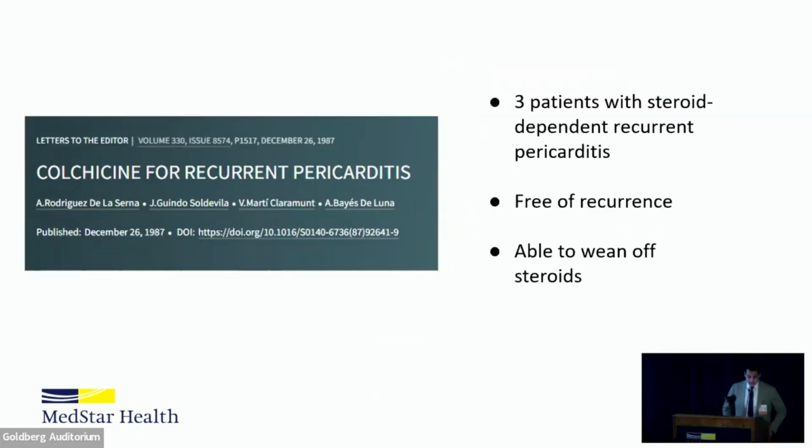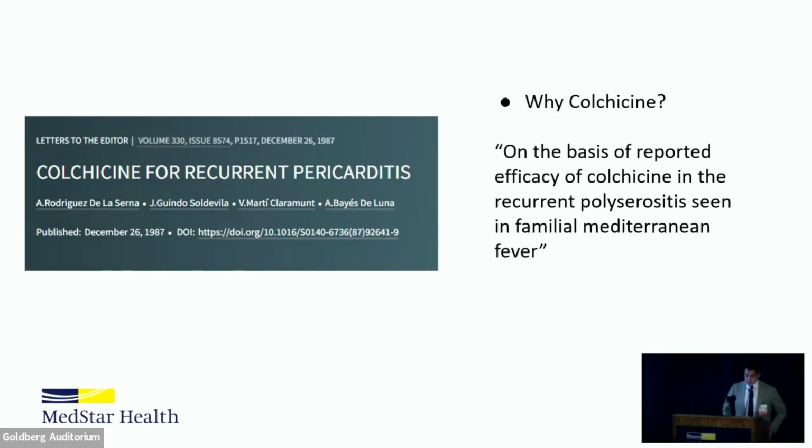And the data with regards to colchicine and recurrent pericarditis, the wheels were starting to spin in the 1980s when they saw patients who were steroid dependent. And the authors put in their description that the reason they chose colchicine for this endeavor was on the basis of its benefit in recurrent polyserositis in the FMF population, another ancient disease.